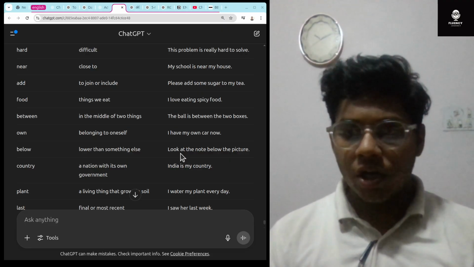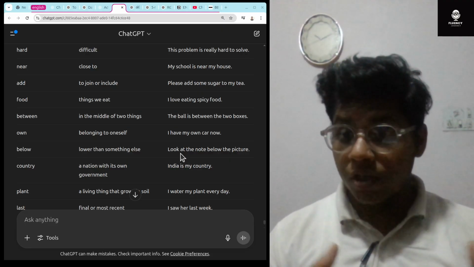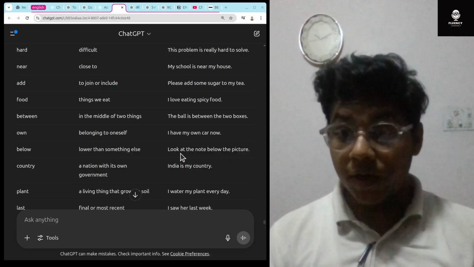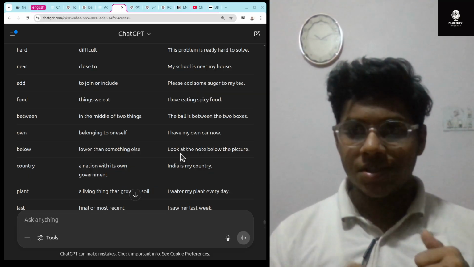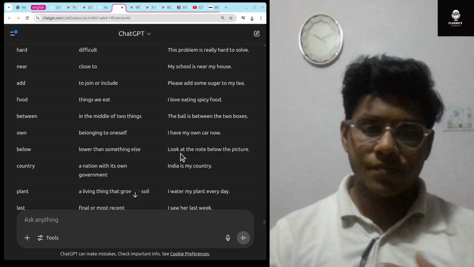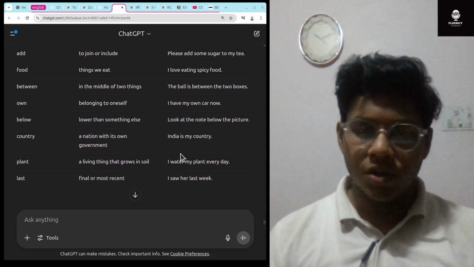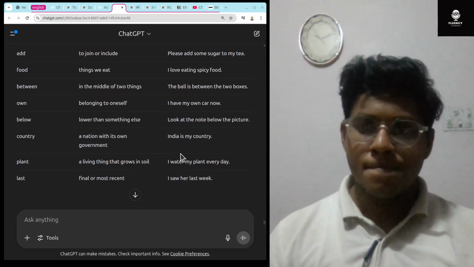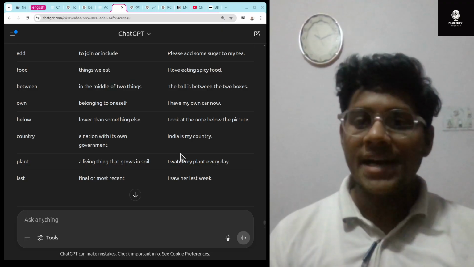I have my own car now. मेरे पास अब मेरी खुद की कार है. I have my own car now, right? So he's not showing off, it is just a basic sentence, right? Look at the note below the picture. Okay. So below the picture means lower than something else.